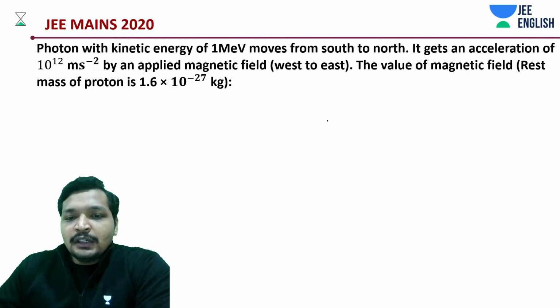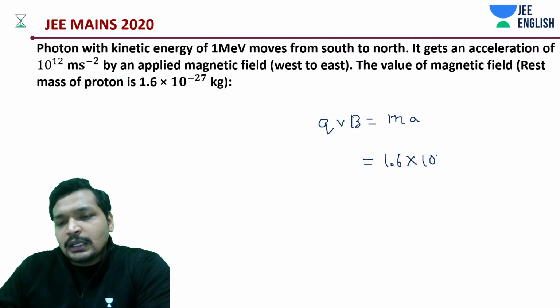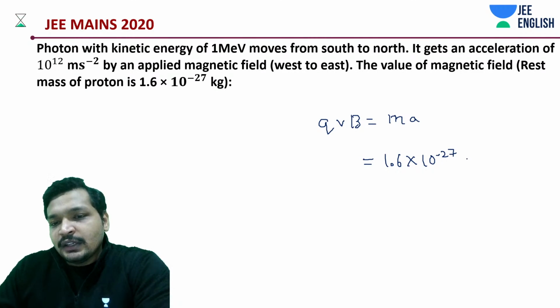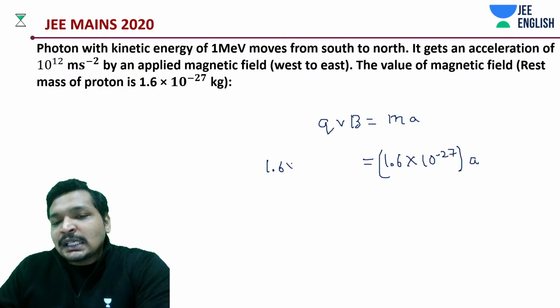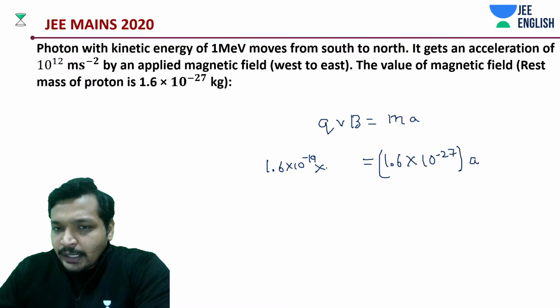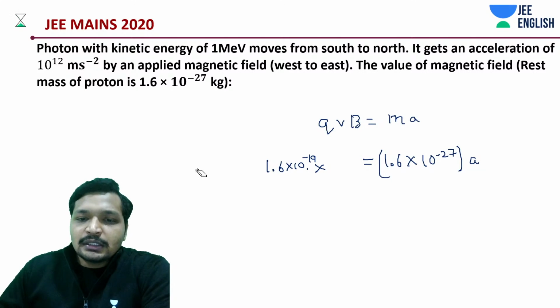So we have QvB is equal to m into a, where mass is how much? 1.6 into 10 to the power minus 27 kg, into acceleration. And what is your Q? 1.6 into 10 to the power minus 19 coulombs. And what about your velocity? We just calculated it.